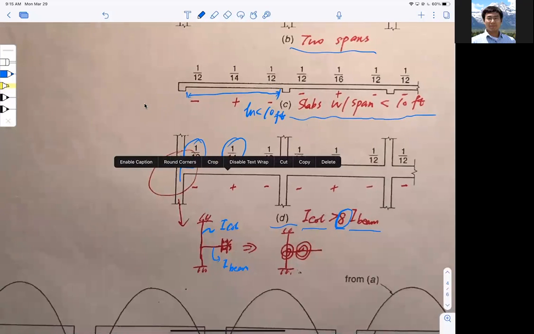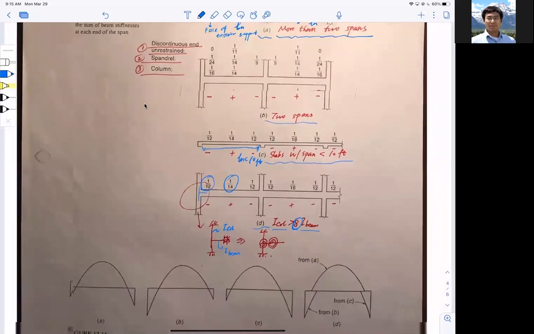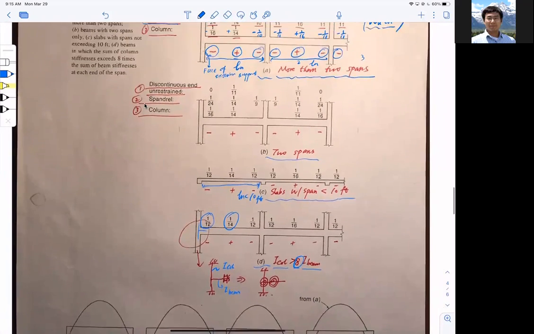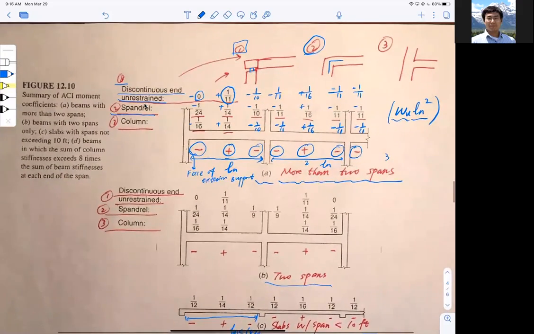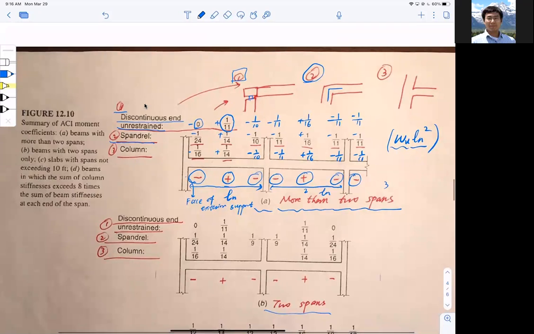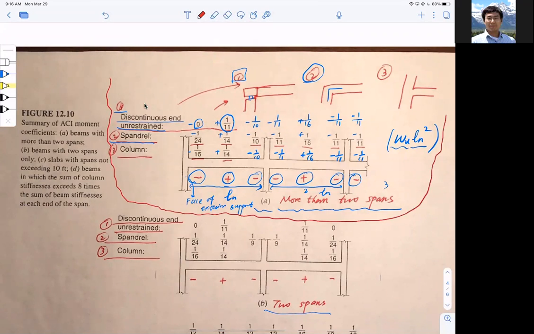So you may ask which table we are going to use. For our intent and purpose for the exam, we usually confine ourselves to figure A.